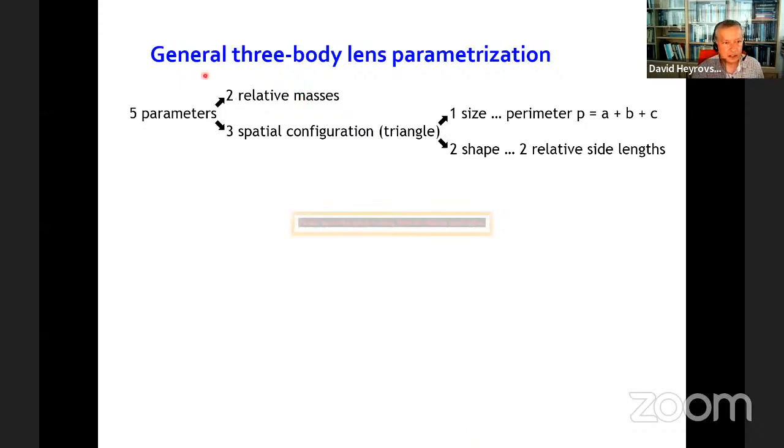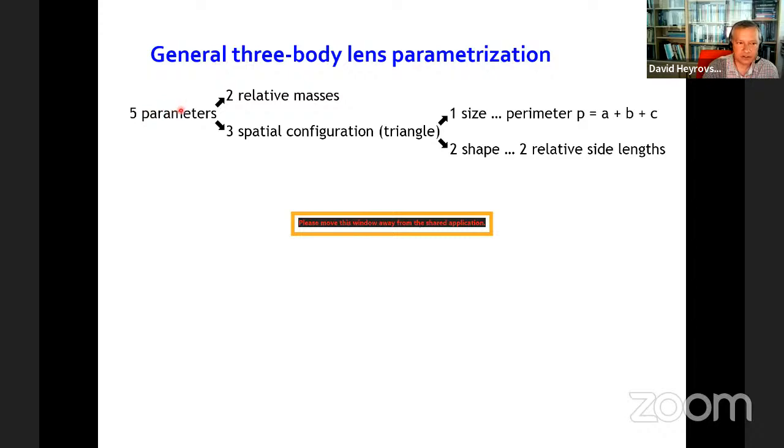Instead, let's look at something more general. So these were trivial combinations. We had, let's say, 3 equal masses and some very specific configurations, in a straight line or in an isosceles triangle. So why not fix the 3 masses and take a totally general spatial configuration.